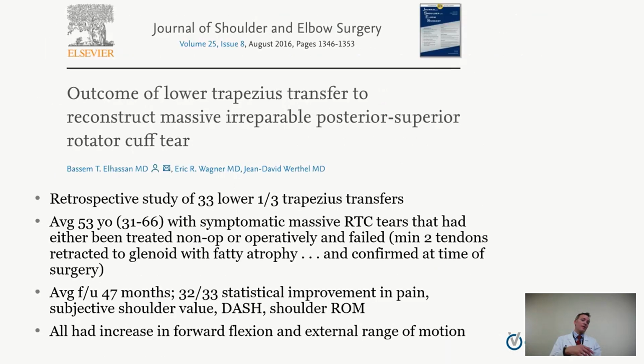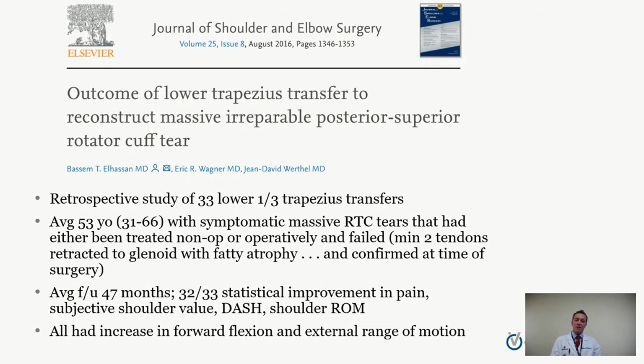All right, so this is another outcome study. This is from the Journal of Shoulder and Elbow, again, a couple of years ago. Looking back at 33 patients with lower 1/3 trapezius transfers. Here's the age range, 31 to 66. If there's a 31-year-old who needs one of these, that person had a really bad cuff.